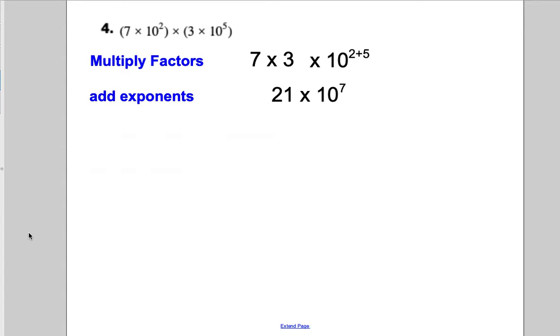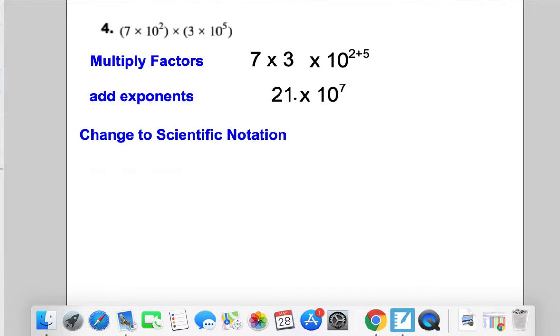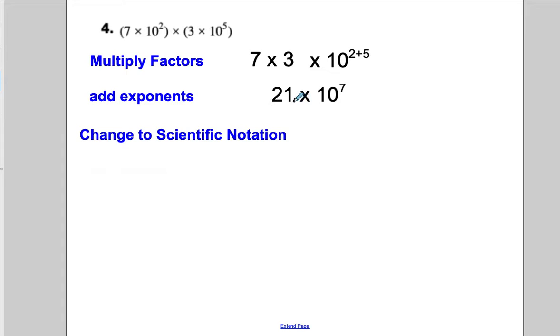Question: is this in scientific notation? It's not. 21 is too big. So I need to figure out where my decimal point is in the number 21, and I know it's at the end. I need to move it to make the number greater than 1 but less than 10. Moving it one place will give me 2.1. So the number 21 in scientific notation is 2.1 times 10 to the first. And I know I need that 10 to the 7th in addition to that because that was in the original problem and I need to bring it along.